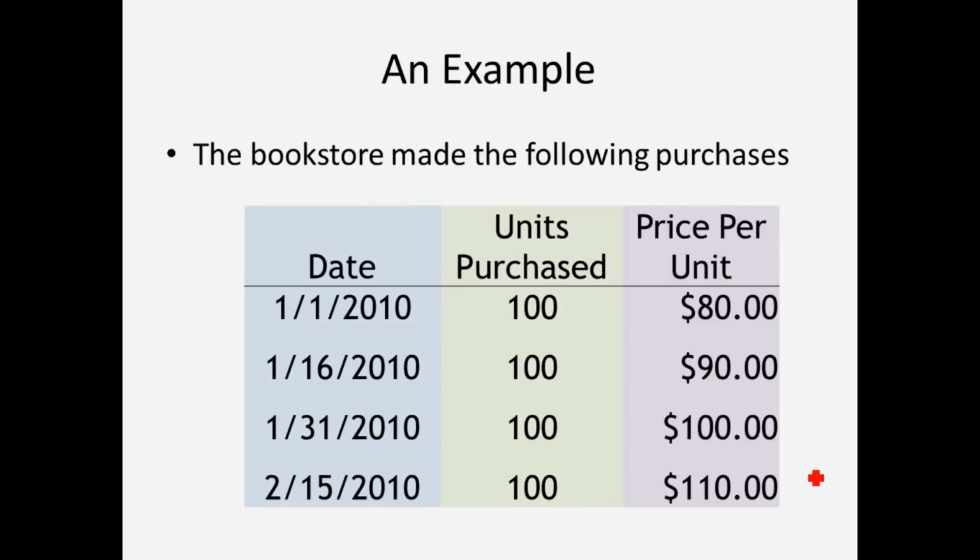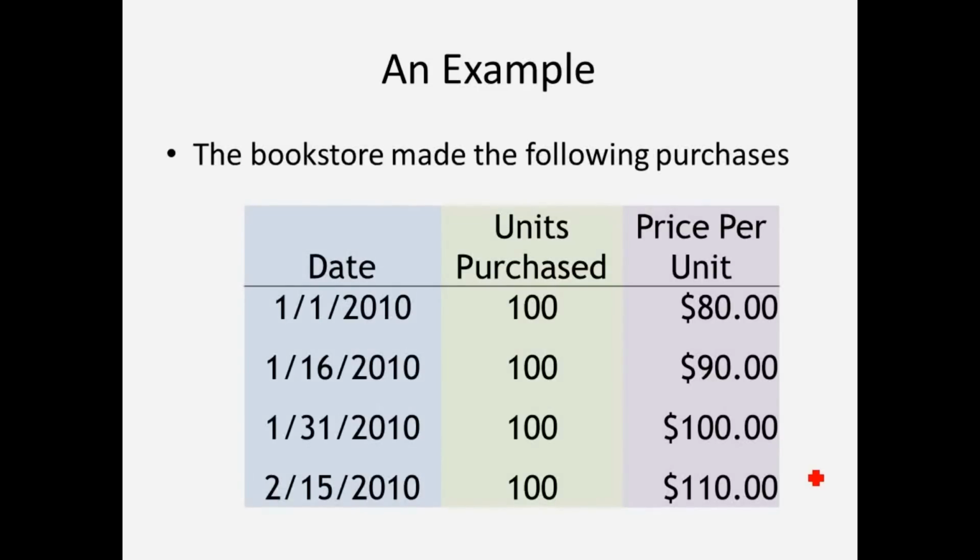Now, why does it matter that the prices have changed? Let's say between the 1st and the end of February, the bookstore sells all 400 books. Then we don't really care, because this is how we know exactly what our cost of goods sold is. It's all the books that we bought. But what happens if the bookstore only sells 300 of the books? Which books should we say that it sold? Should we say that they sold the expensive books?